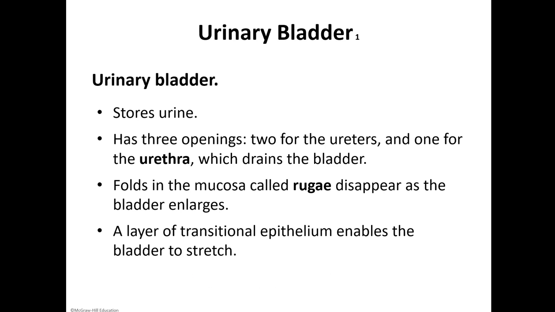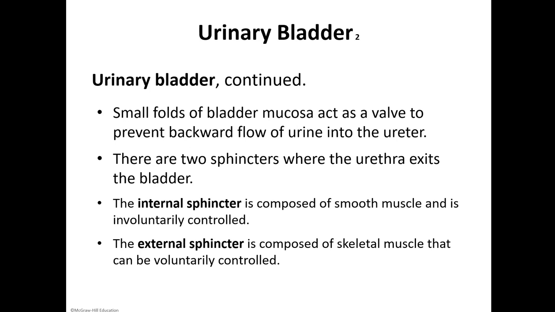The urinary bladder stores urine until it's expelled from the body through the urethra. The bladder wall contains rugae, which make it expandable. There are two sphincters where the urethra exits the bladder. The internal sphincter is composed of smooth muscle and is involuntarily controlled. The external sphincter is composed of skeletal muscle that can be voluntarily controlled.